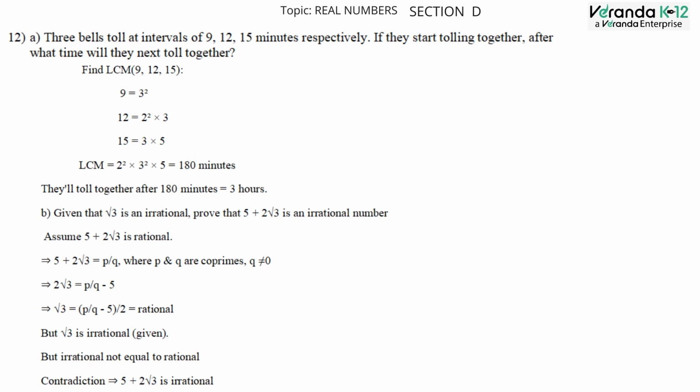Since p, q and 5 and 2 are integers, we can say that (p by q minus 5) by 2 is a rational number. But given that square root of 3 is irrational, an irrational number cannot be equal to a rational number. So this is a contradiction, so we can say 5 + 2√3 is irrational.